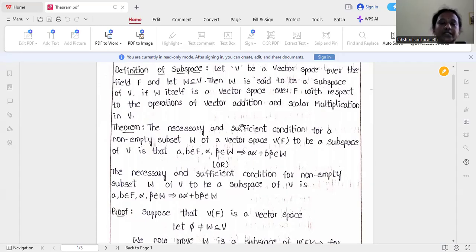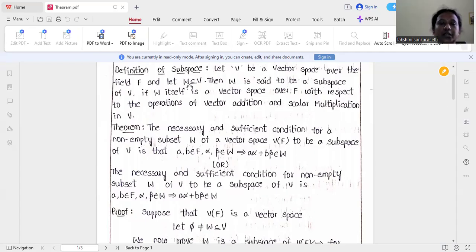This is the necessary and sufficient condition for a non-empty subset W of a vector space to be a subspace. To prove this theorem, first we have to know the definition of the subspace. Let V be a vector space over the field F, and let W be any non-empty subset of V. Then W is said to be a subspace of V if W itself is a vector space over the field F with respect to the operations defined on V. They are vector addition and scalar multiplication in V.